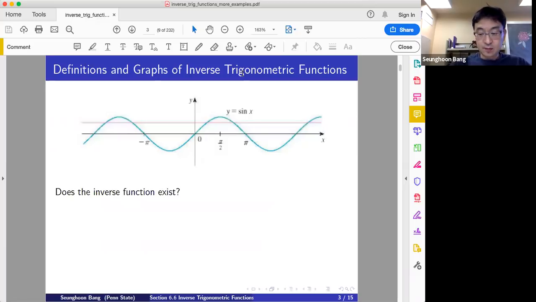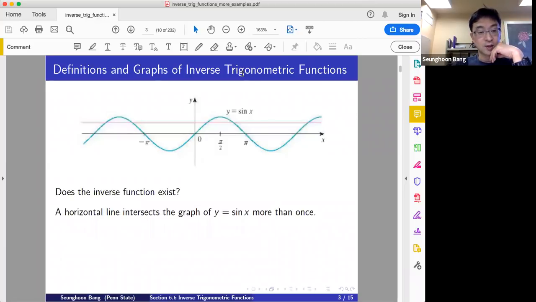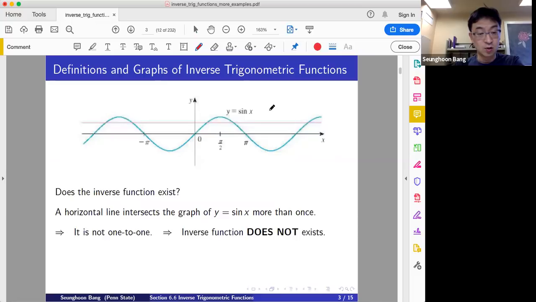Okay, the answer is like this. You can draw a horizontal line that intersects the graph of y equals sine x more than once. Could you see? This red one is a horizontal line. We have 1, 2, 3, 4, more than 1 intersection. So this case is not one-to-one by the horizontal line test. The inverse function does not exist.